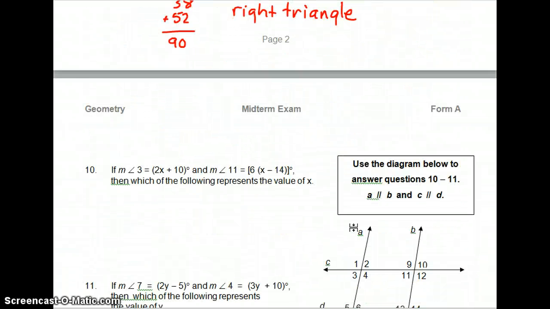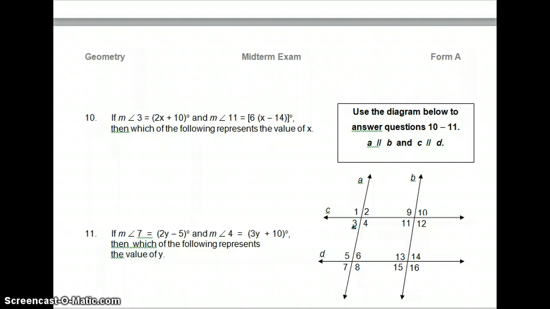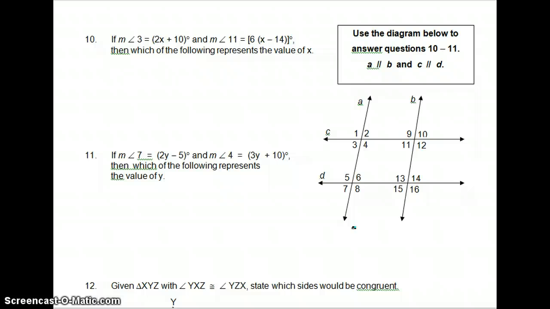Number 10. Measure angle 3 is 2x plus 10. Measure angle 11 is 6 times x minus 14. Find value of x, and we're told there's our picture on the right. So let's just look up here. We've got angle 3 is right here, and angle 11 is right here. We know they're corresponding angles because they're in the same position.